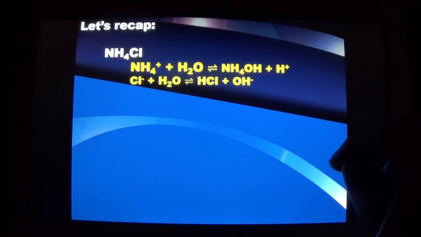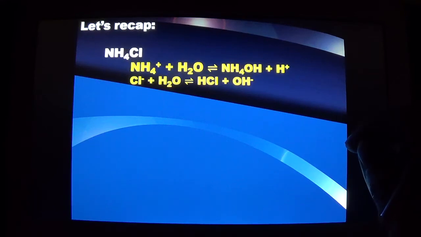Okay, let's try a new example. Now I have ammonium chloride. And if you're like, hey, didn't we do these above?